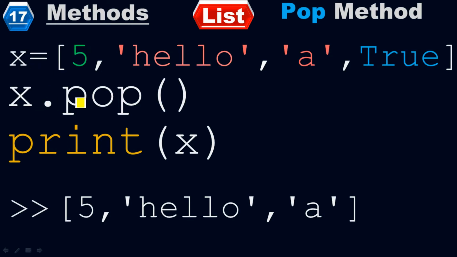Now take the pop function, x.pop. Now take the print of x, call x with the help of the print function. When you run the program, you will get 5, hello, a, where the last element, which is true, has been removed. This true has been removed from the given list. We are left with only the 3 elements 5, hello, a in the final output.